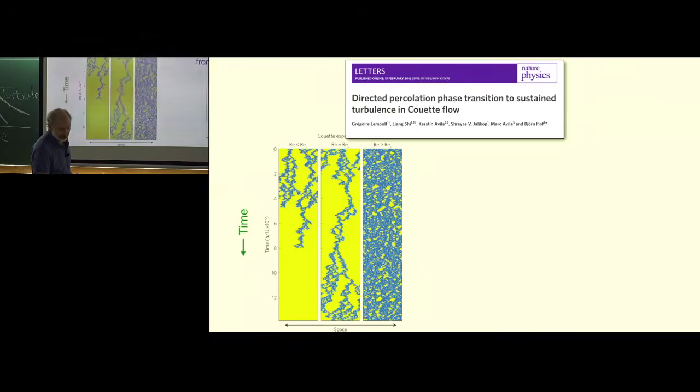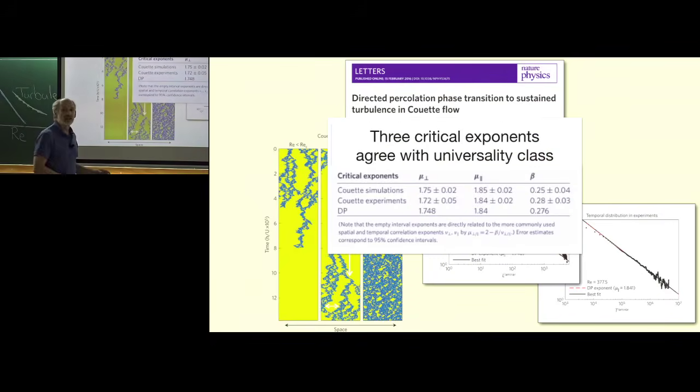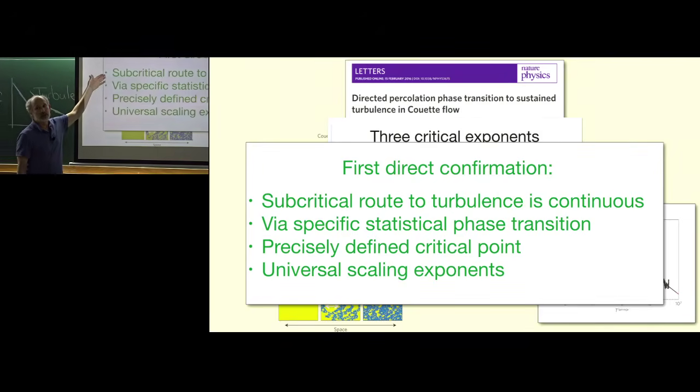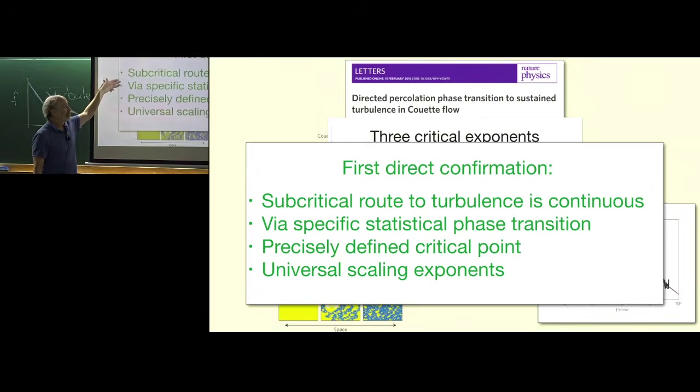And I'm not going to flash a bunch of log-log plots. You do a bunch of log-log plots, it's really a lot of hard work. And they find the critical exponents, and they find that they agree extremely well with the known theoretical values. Okay? And just to say, and I don't want to spend too much time on this, this is the first direct confirmation that this subcritical route to turbulence really is continuous via this very specific phase transition. The way we know that, in particular, is that there are these universal exponents which that flow exhibits. There really is this way in which you understand it as being a continuous transition.